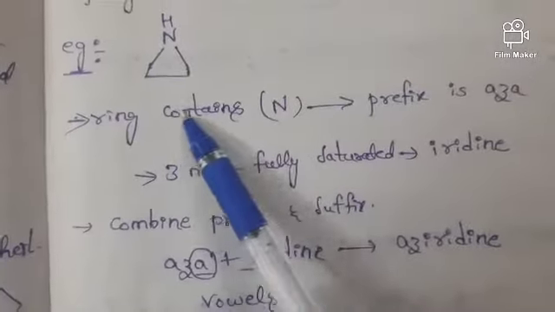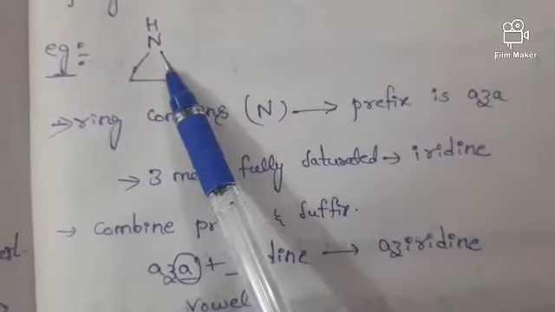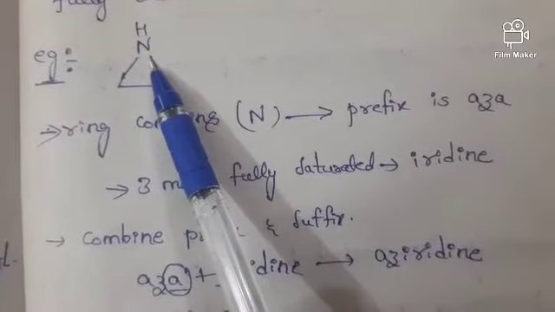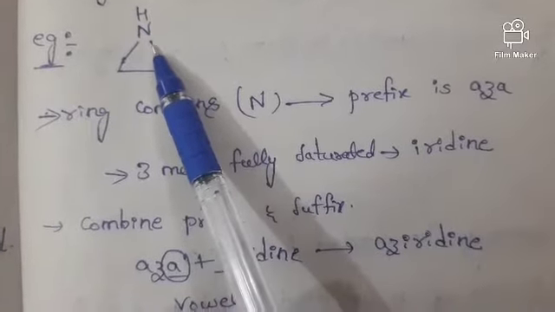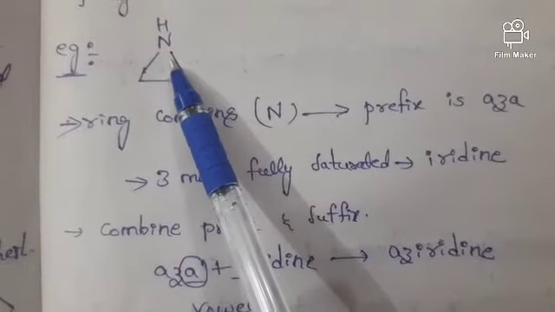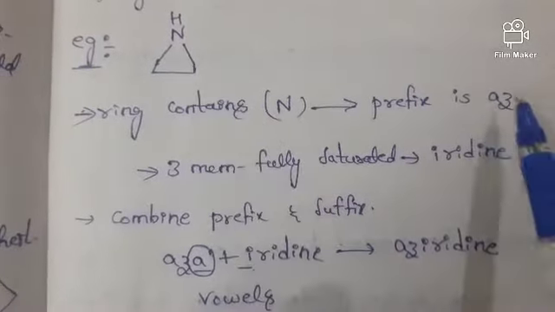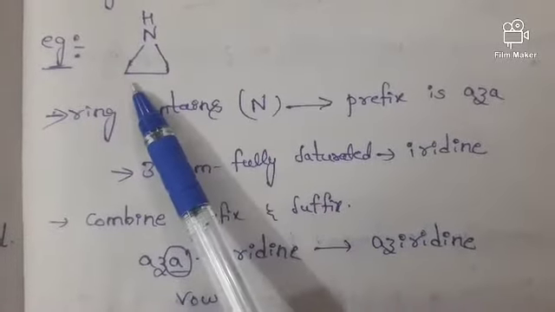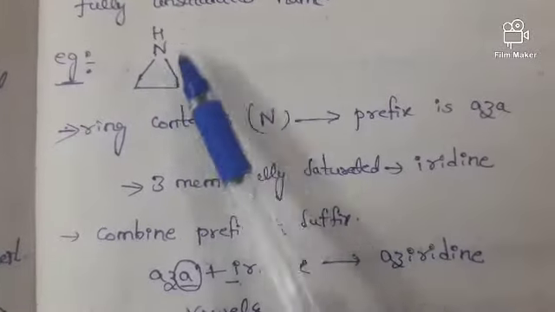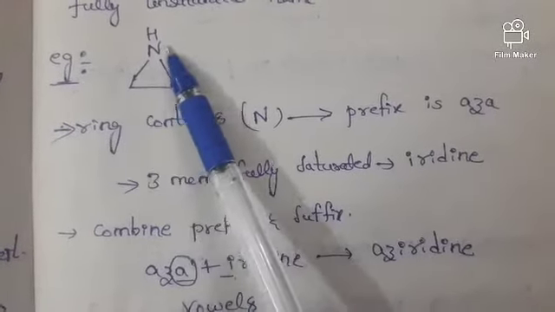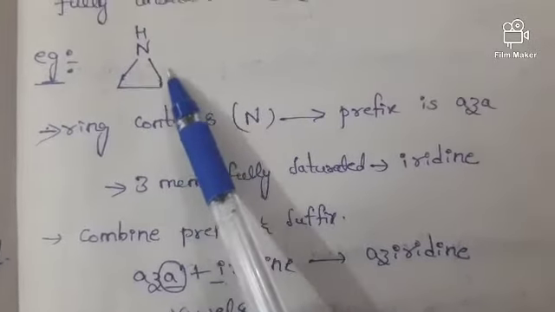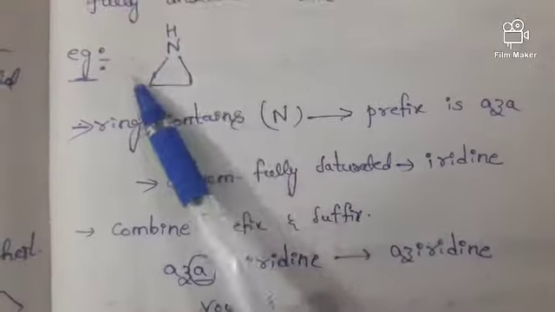Next, let us discuss some examples, friends. See, this is the example. First of all we should look at the heteroatom present in the ring. Which heteroatom is present here? Nitrogen is present, so that is the prefix now. I already told you that for nitrogen the prefix is aza. This is C1, 2, 3, so this is a 3-membered ring, and it is fully saturated, which means only single bonds are present. So it is 3-membered, fully saturated, and nitrogen is present.